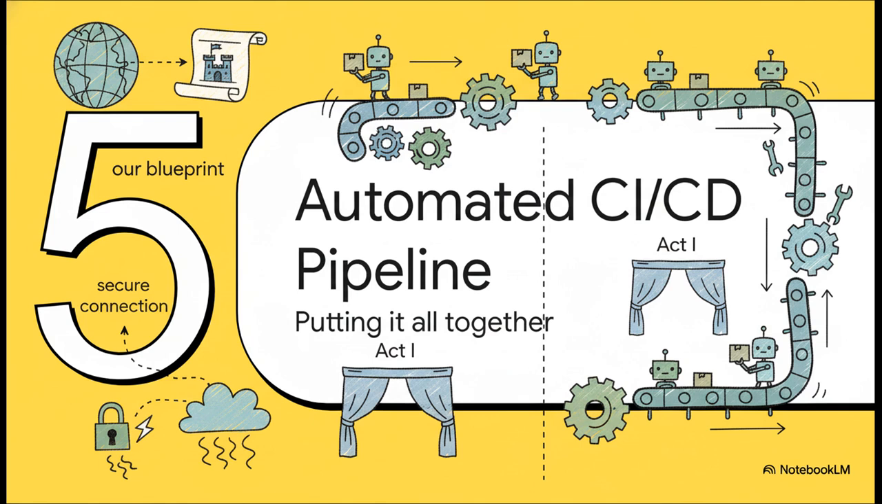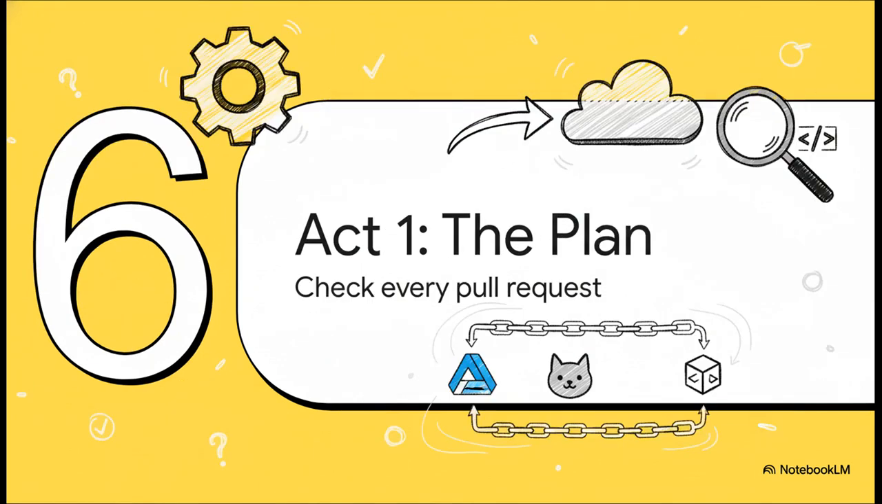Okay, moment of truth. We have our world. We have our blueprint. We have our secure connection. It is time to put our automated crew to work. Let's see how all these pieces click together inside the GitHub Actions pipeline, which, like we said, is basically a 2-act play. So Act 1 of our little play is called the plan. And this act is all about verification and safety checks. It runs automatically every single time a developer suggests a change. The goal is simple. Before we approve anything, we want to know exactly what impact it's going to have.